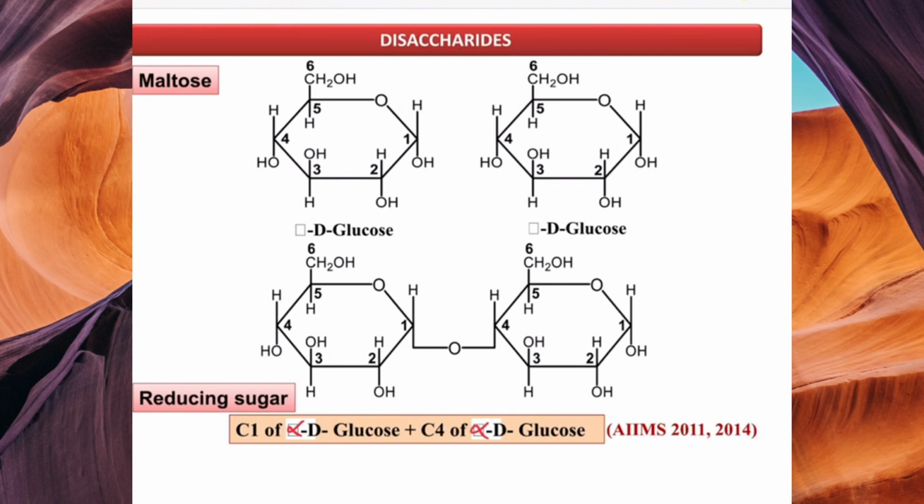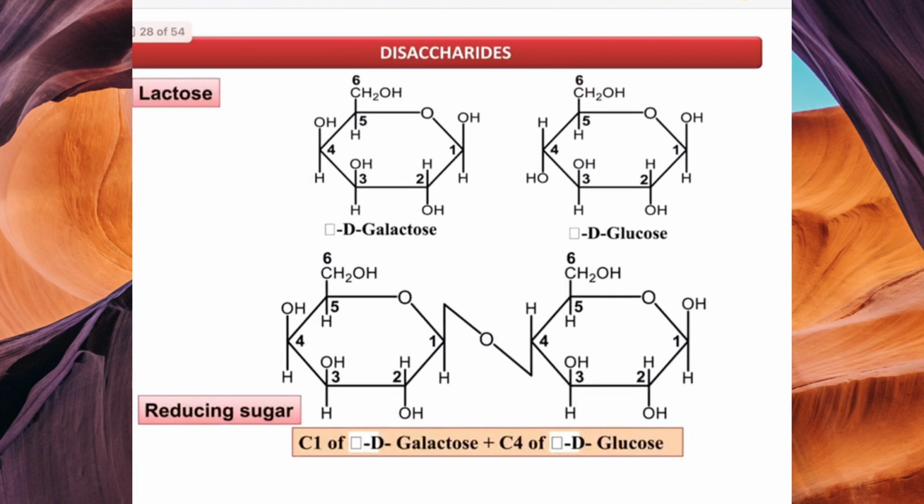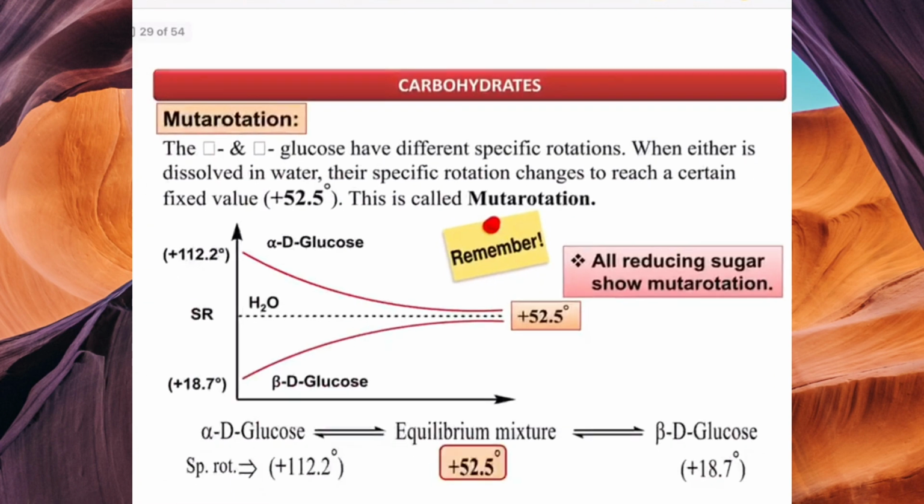Maltose, on hydrolysis, gives two alpha D glucose units. This was asked in AIIMS 2011 and 2014. Both are alpha D glucose units bonded by the C1 carbon and C4 carbon. Lactose: the C1 carbon of beta D galactose and beta D glucose. As a result, we are getting a glycosidic linkage and it is a reducing sugar.